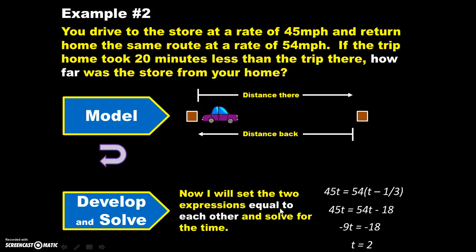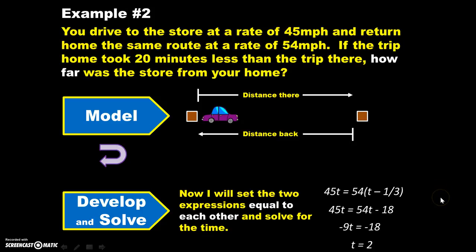Now again, sorry, I got ahead of myself. This is not our final answer. It's very rare that in a uniform motion problem the variable you solve for will be the final answer. Our final question says, how far was the store from your house.